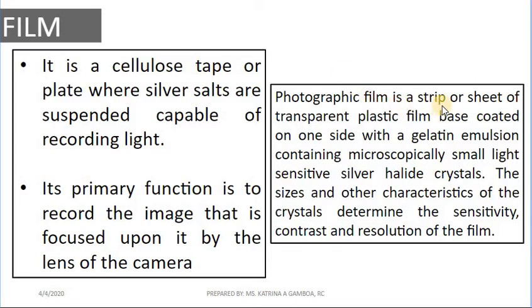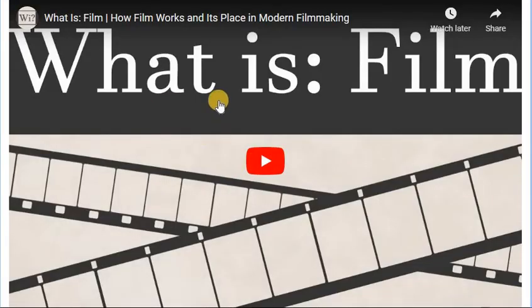So, photographic film is a strip or sheet of transparent plastic film. Plastic po ba siya, ma'am? Yes, plastic siya. Base coated on one side with a gelatin emulsion containing microscopically small light-sensitive silver halide crystals. The sizes and other characteristics of the crystals determine the sensitivity, contrast, and resolution of the film. So yung film, kung makikita nyo, mamaya may video naman tayo, made of plastic yan. Tapos yung isa rough, yung pinaka surface niya, doon nakalagay yung mga silver halide, silver salts. Yung sa kabila, yun yung pinaka smooth part niya. So let's watch this one.